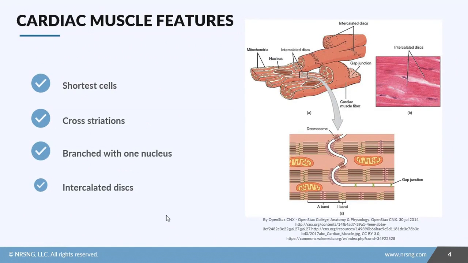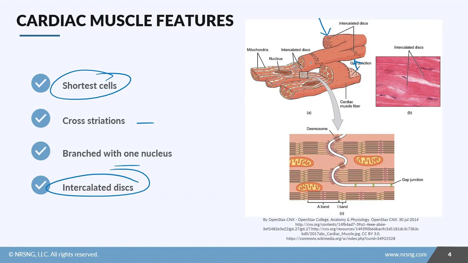When we're talking about cardiac muscle, what we're talking about is muscle that's found in the heart. They are the shortest cells, and they do have cross striations, but they are branched with one nucleus. So if we look, you can see that this is a branch and this is a branch. Another really super cool thing, and one of my most favorite things about cardiac muscle, is that they have these things called intercalated discs, which are right here.